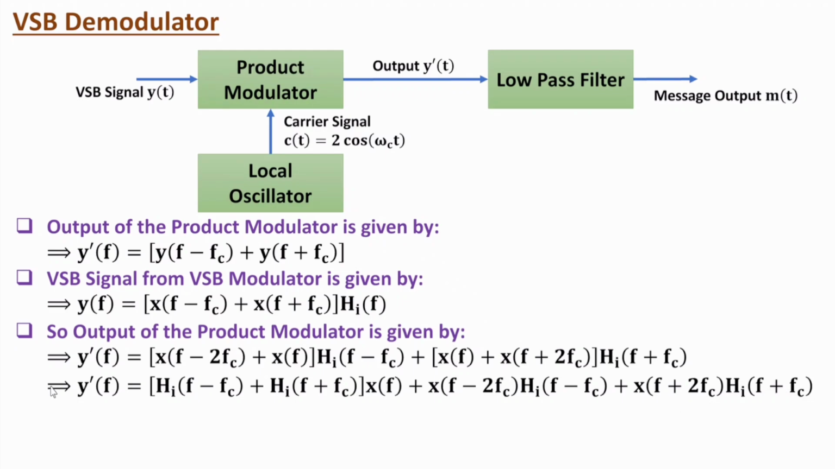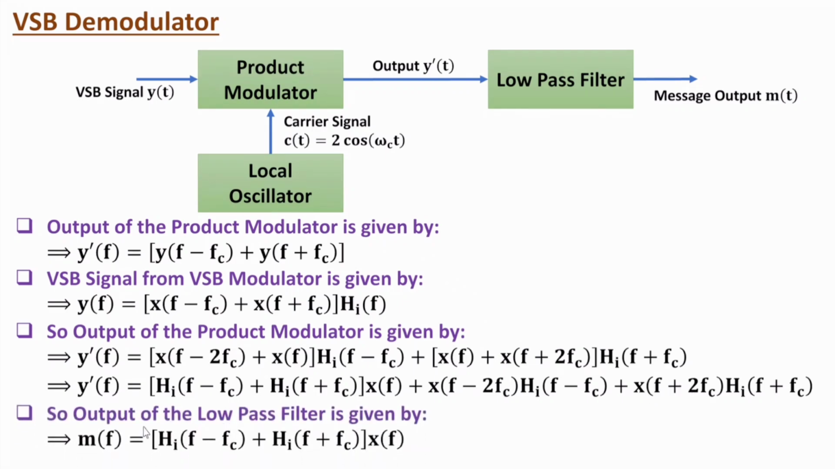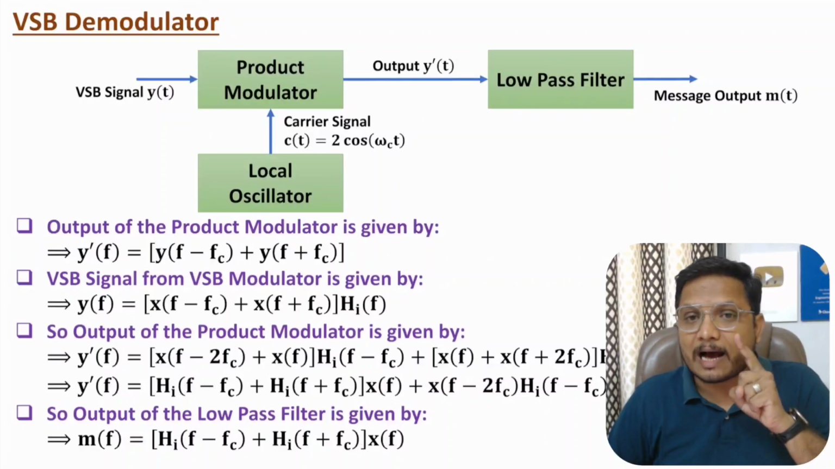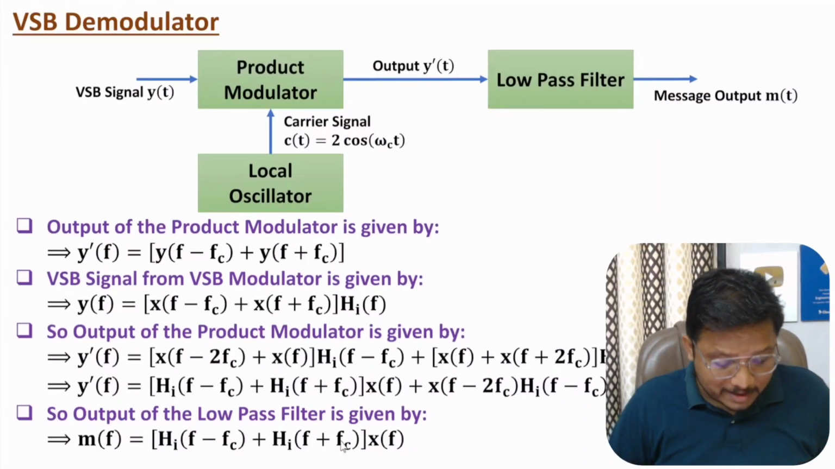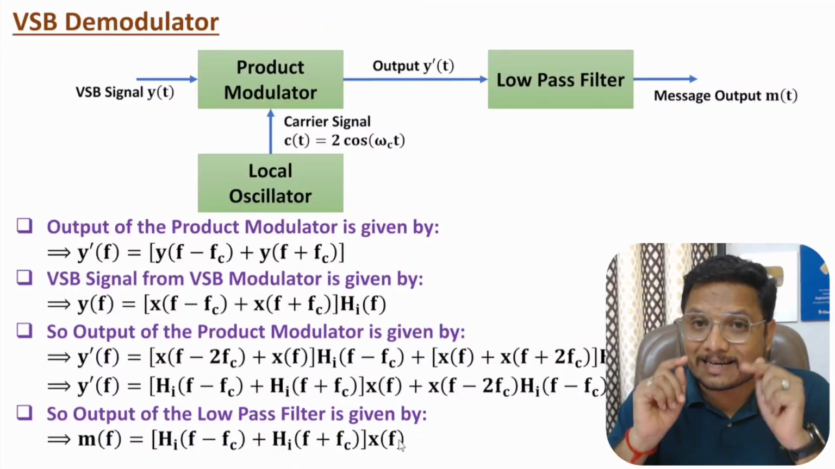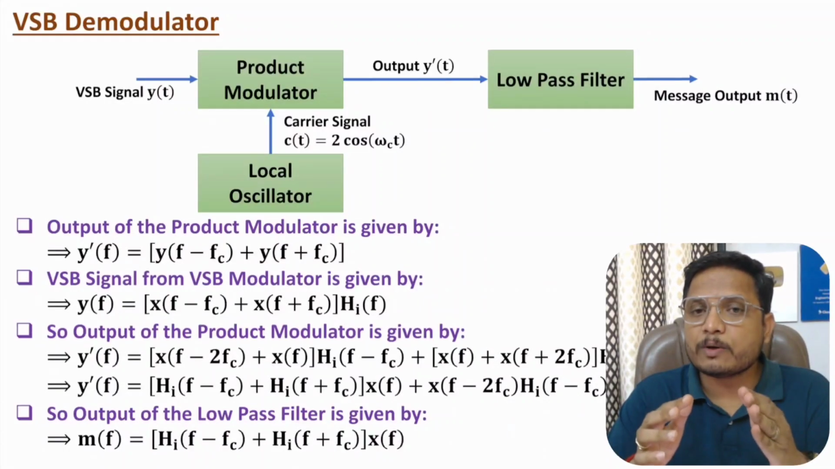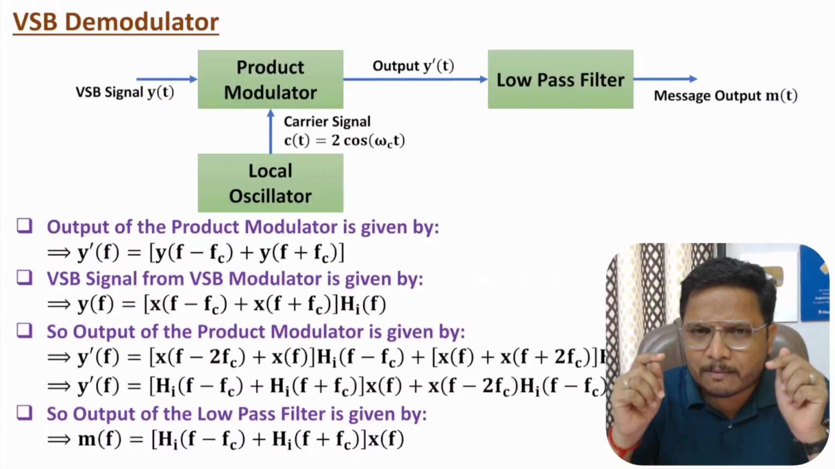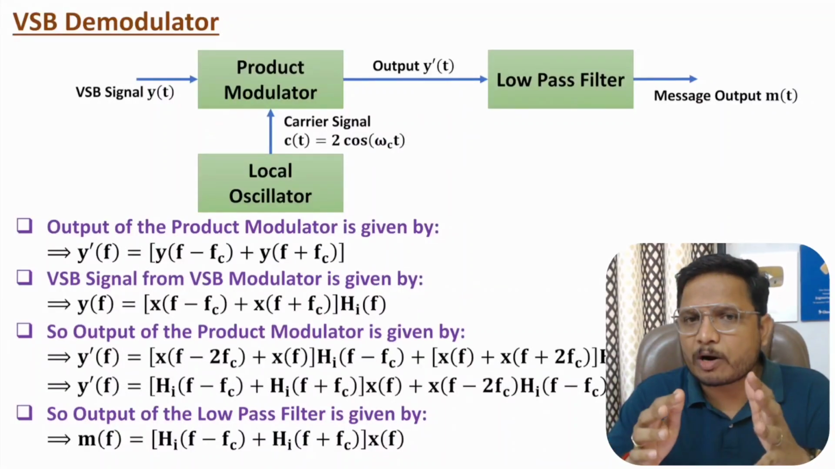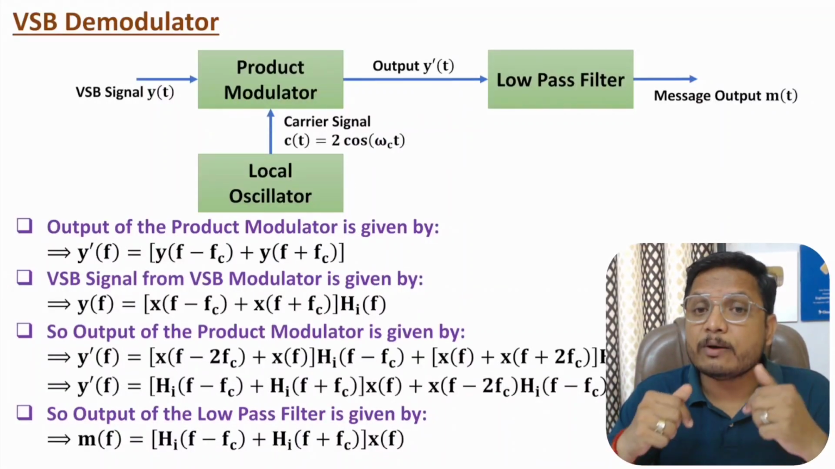So if you pass this signal through a low pass filter, then these are higher frequency components, right? These higher frequency components get eliminated if you pass this signal through a low pass filter. So here we will have the message output, that is this. Now the question is, how can you say this is the message output? That one can understand based on the frequency response of the VSB filter. The major complexity with VSB modulation is the designing of the VSB filter.